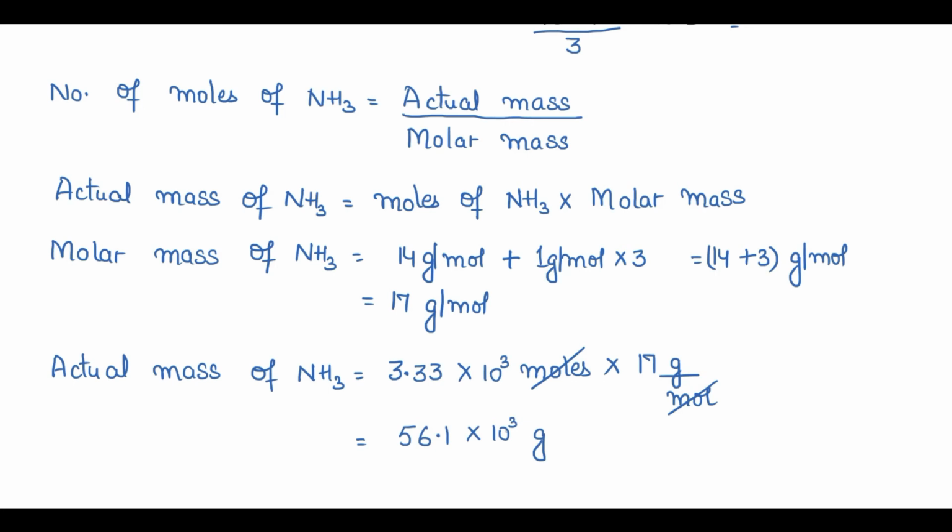Now this 10 raised to power 3 is equal to 1000. That means I can convert this gram into kg. So you can write 10 raised to power 3 equal to 1000, right? 1 kg equal to 1000 gram. So it is 56.1 kg.